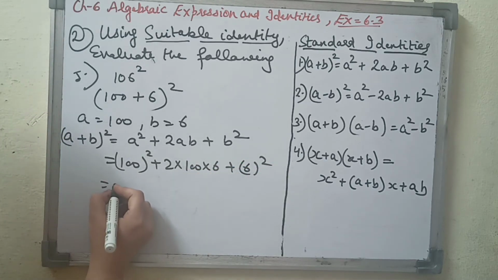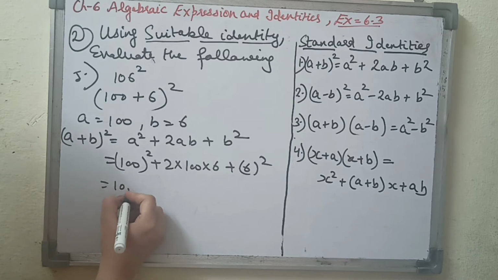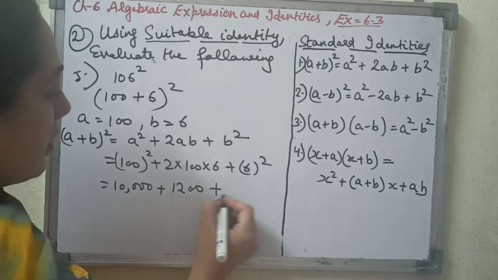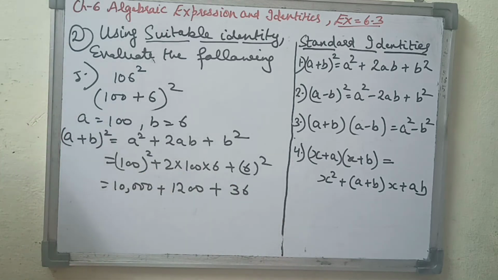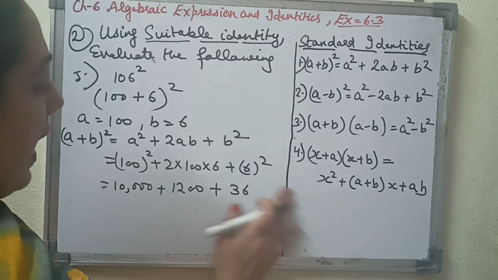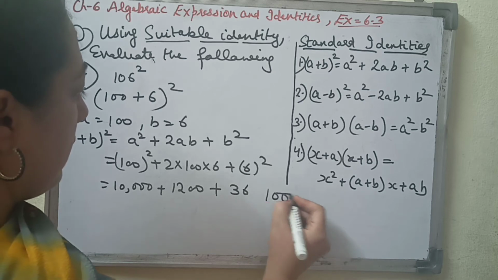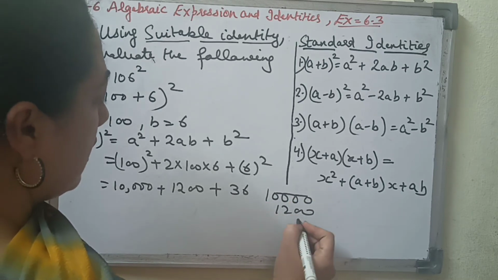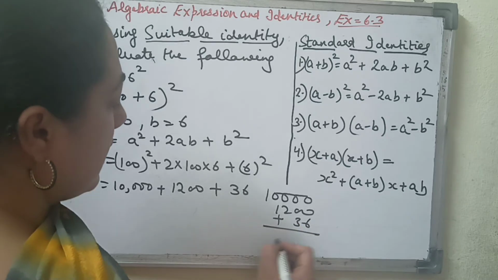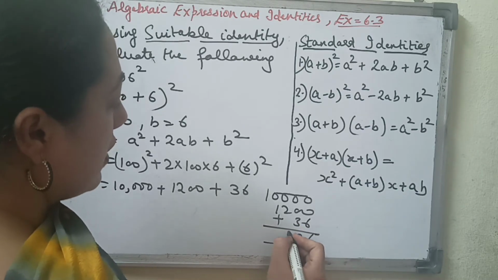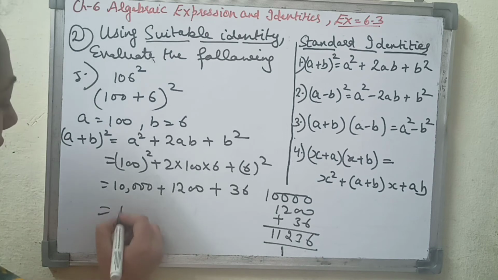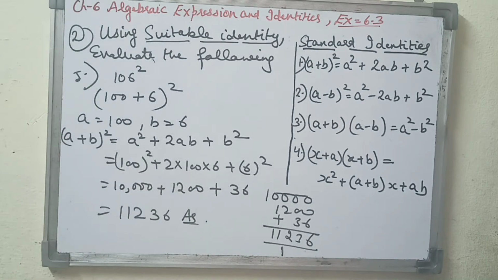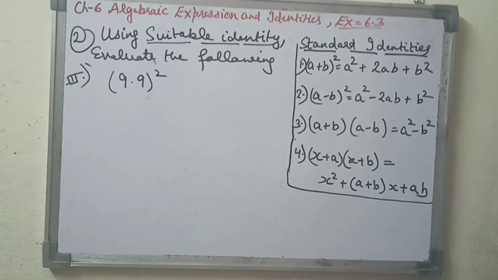Now 100 square, everybody knows 100 multiplied by 100 is 10,000. Then 2 sixes are 12, it is 1200, plus 6 sixes are 36. Now I add these three numbers: 10,000, 1200 and 36. Adding these, I get 11,236. This is the answer of the first part.